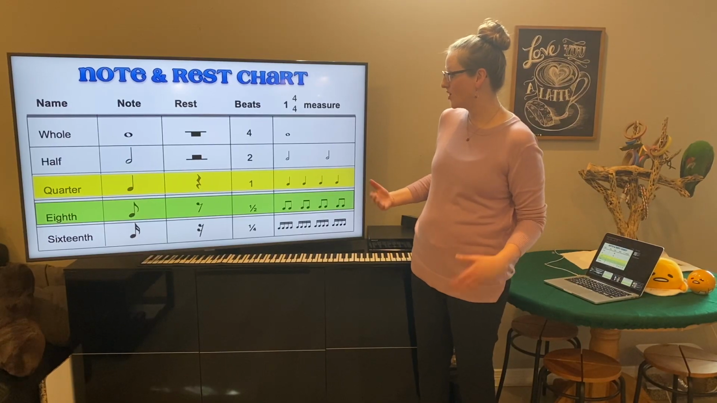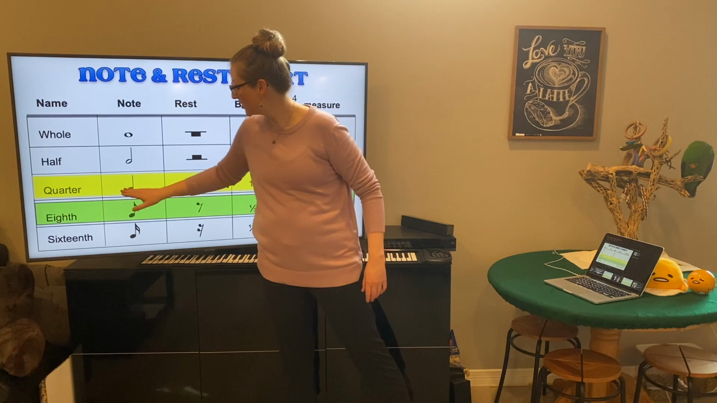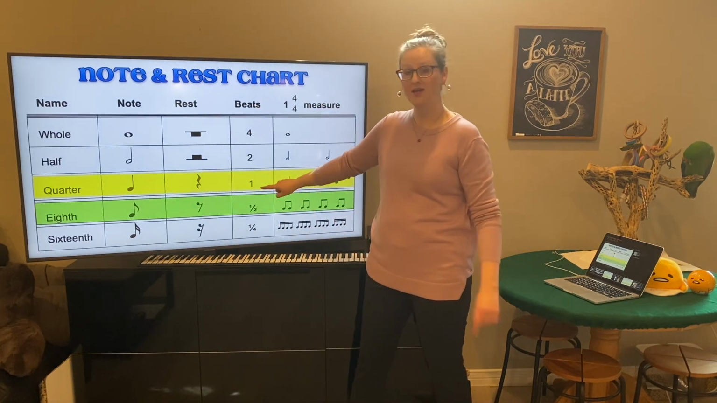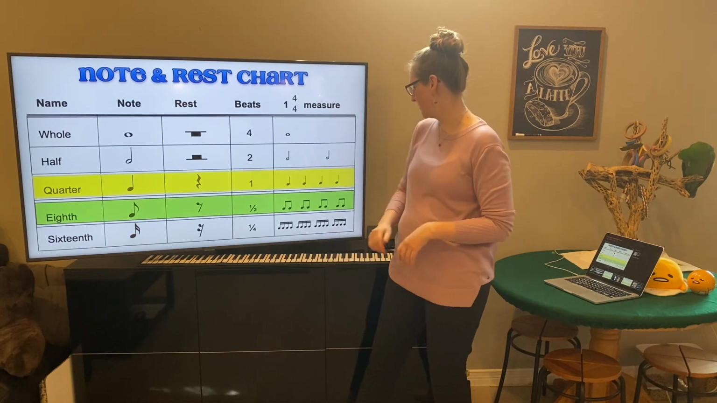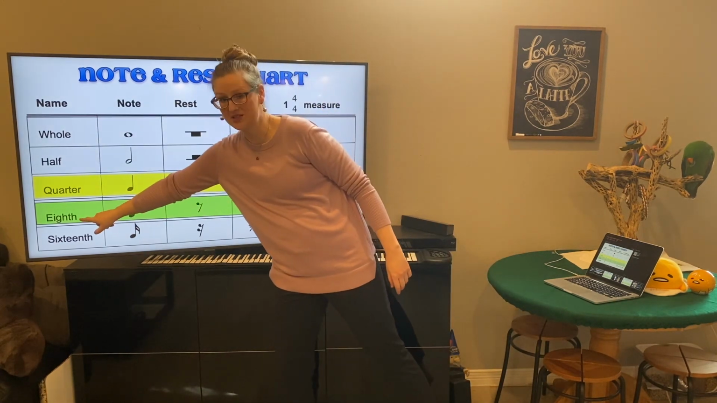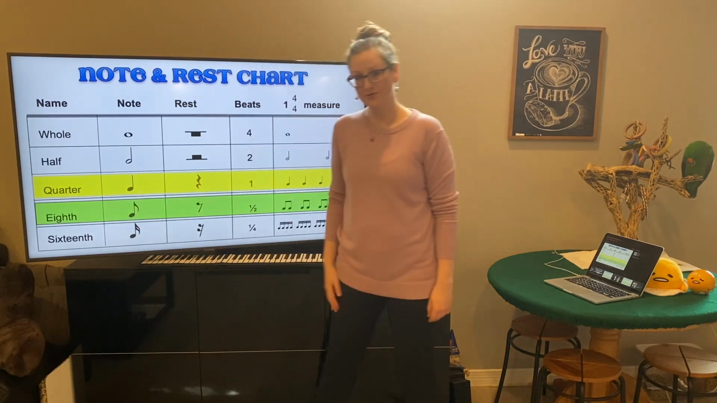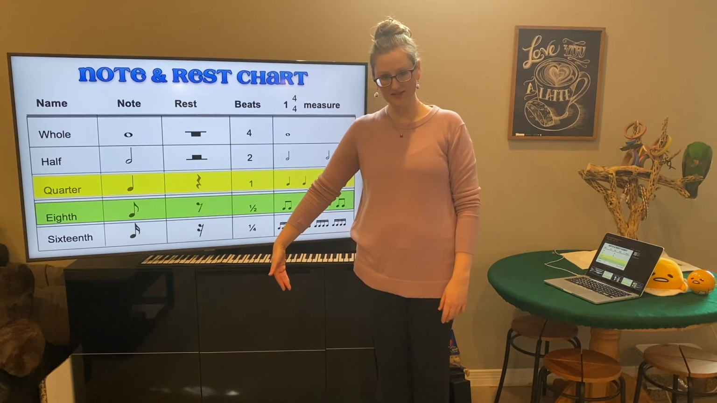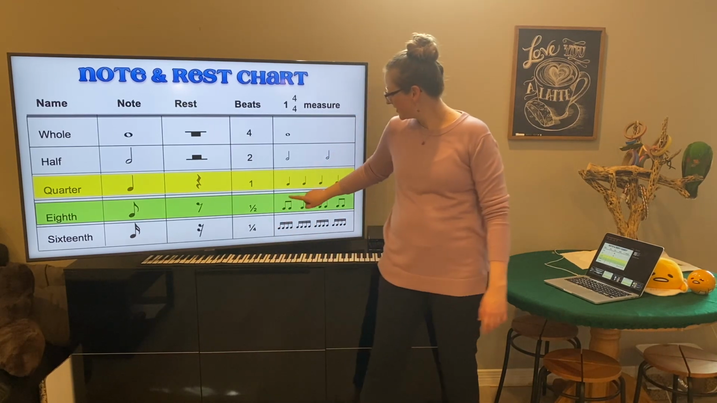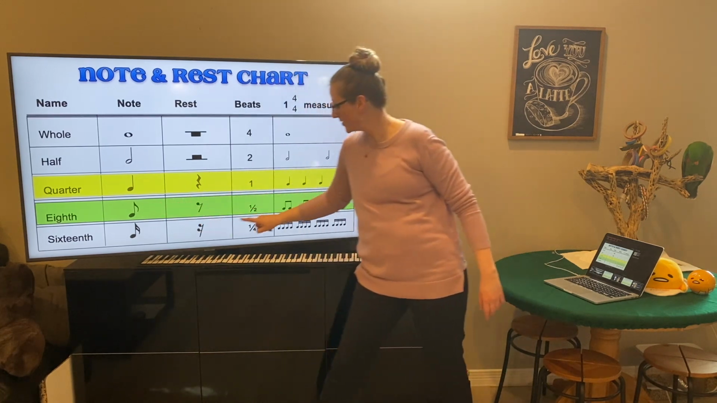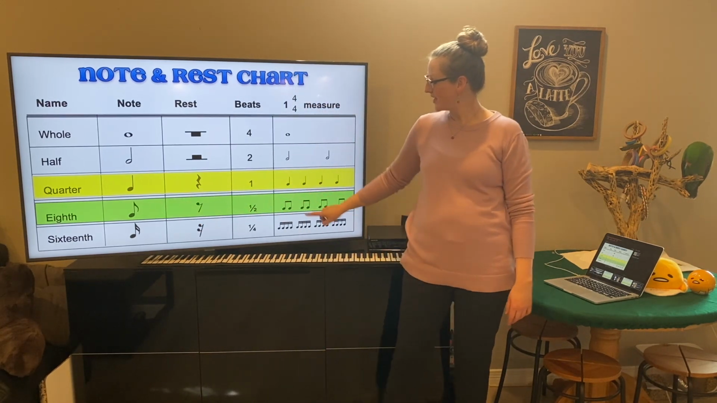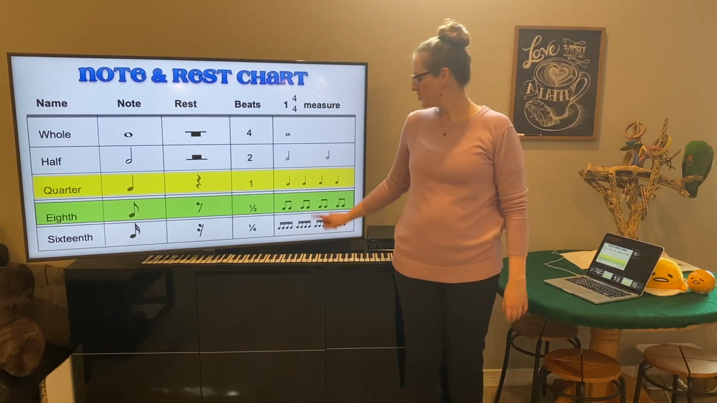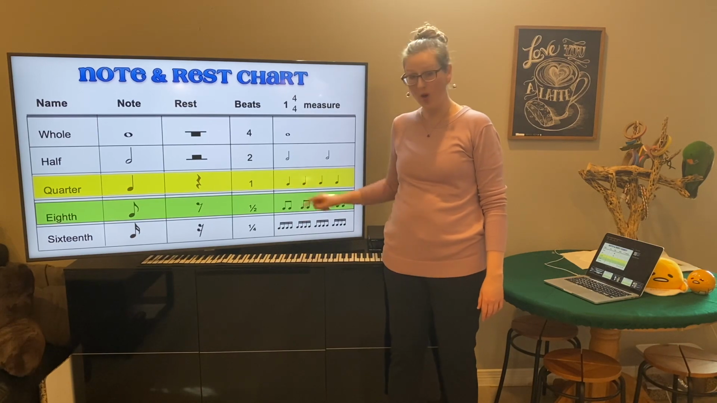On our chart here, we can look at the same thing. We have our quarter note that looks like this. It's filled in, and it's 1 beat. So we give it 1 clap. Here we have our eighth note. By itself, he doesn't have a friend, so his little arm hangs down, and he's only half a beat. Over here, he has a friend, so his arm is up. 2 equals 1 here.